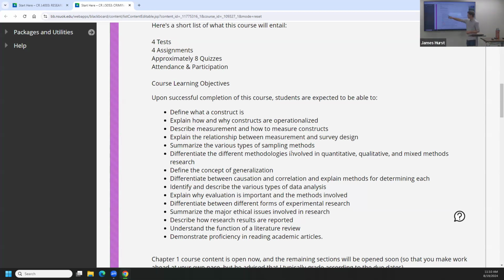Let's see. Describe measurement. Yeah, same thing. Relation between measurements and design, right? Whatever way you collect data, to some degree you influence how you get the data, right? So you have to be able to identify that, pull that away, because you don't want that to influence your findings. Different sampling methods, different methodologies, quantitative, qualitative, mixed methods. Mixed methods is ideal. That's where you get a little bit of both. It's hard to do because you have to match two areas, right?